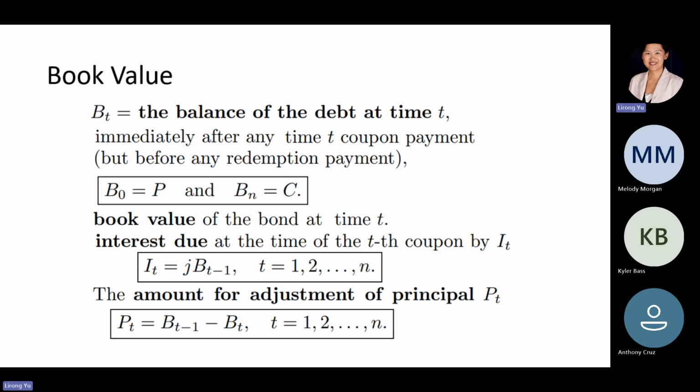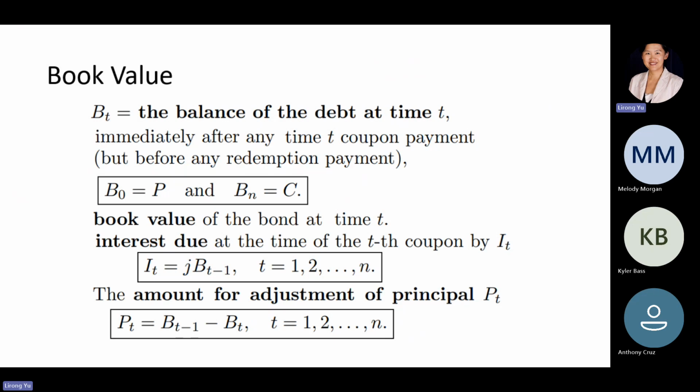This is something we have already gone over, but I'm going to repeat it again. Now, what's the book value? A book value is the balance of the debt at time t, immediately after the time t coupon payment. So it should be calculated right after that payment is made. For example, B5 represents, right after you receive your fifth payment, what was the balance?